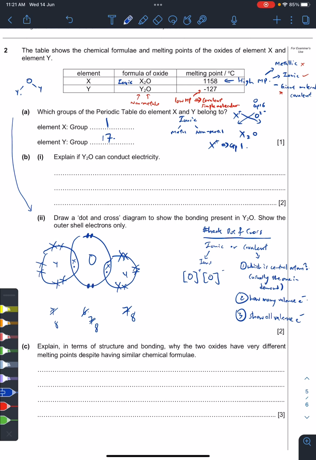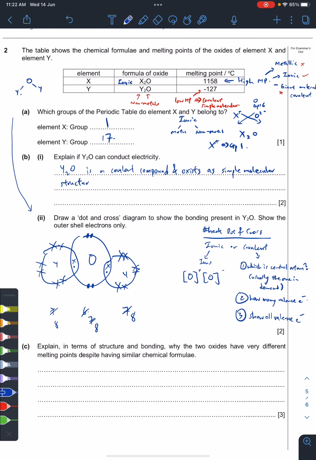Ta-da! Can Y2O conduct electricity? Well, if you remember the hashtag hack, first step, tell me the bonding. Y2O is a covalent compound. What's the structure? It has a simple molecular structure.